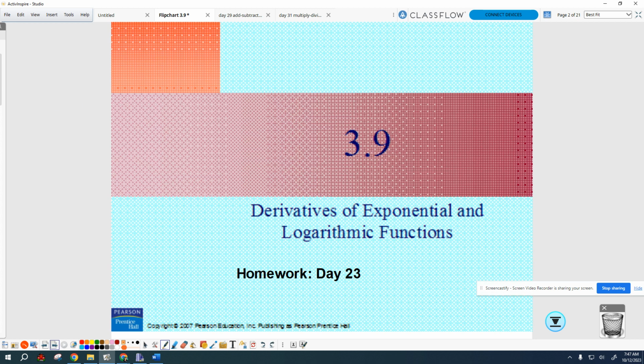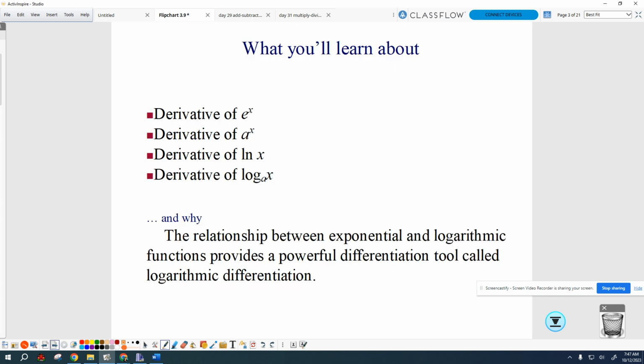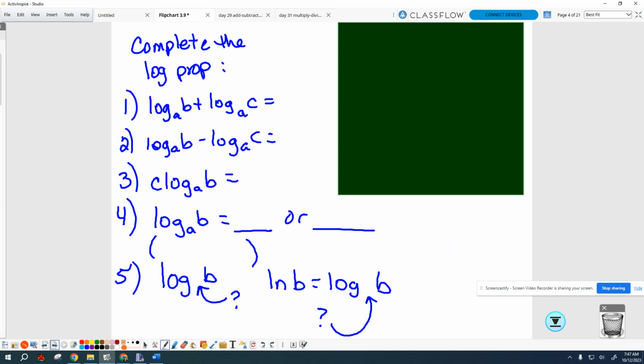Today we're going to do derivatives of exponentials and logs. The homework is day 23. So we'll do all 4 of these, but really I see them just as 2 things. Just like the trig inverse, if you knew how to do the derivative of arc sine, put a negative on it and you now know how to do the derivative of arc cosine. But we need to remember these things first.